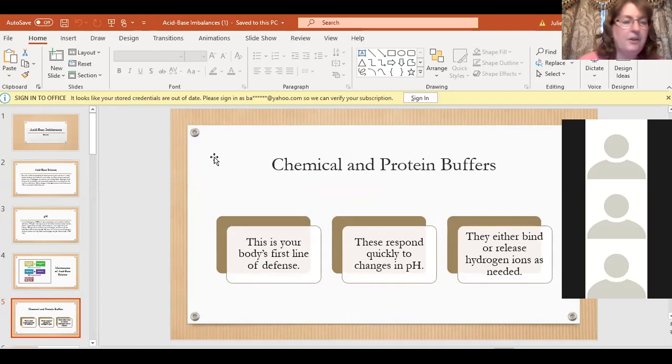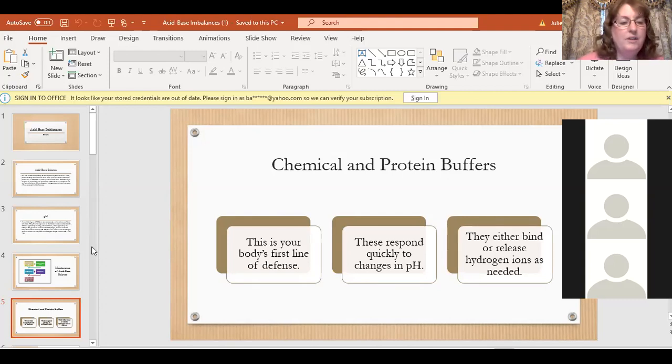So if you think about it, if your body detects that you're too acidic, what's it going to do? It's going to kick in and give you some sodium bicarb to neutralize that, to get your pH back to where it should be. And the opposite would happen if you were too alkalotic. Then your body would kick in and give you some more carbonic acid to bring your pH back to normal. So that's kind of how that part works.